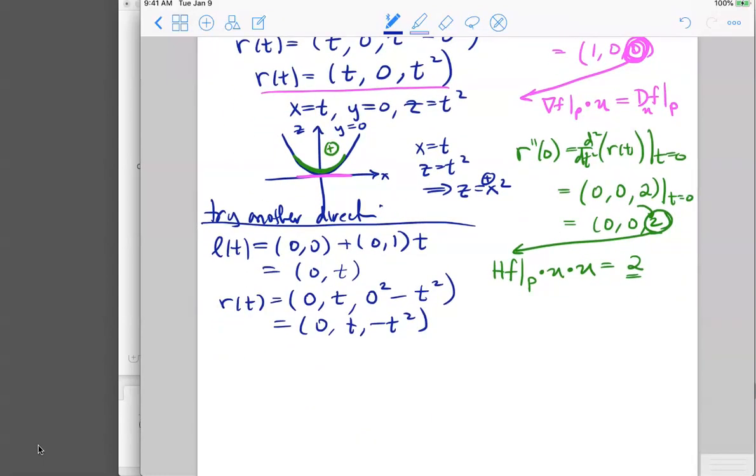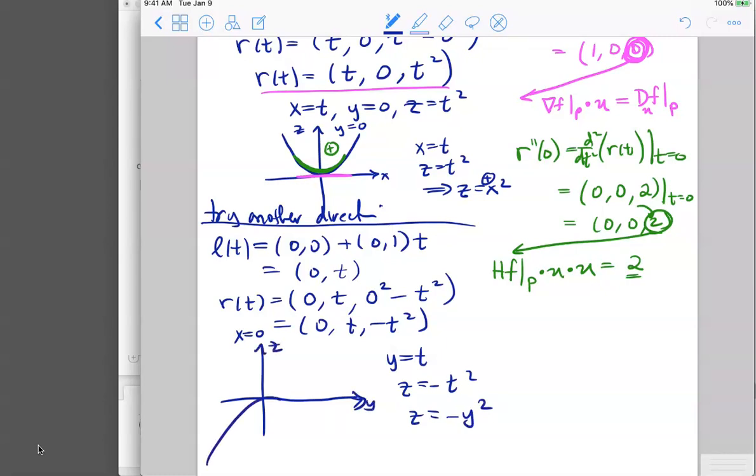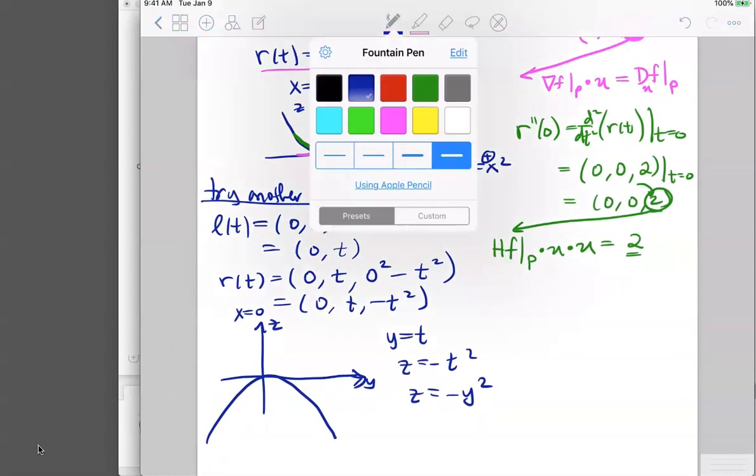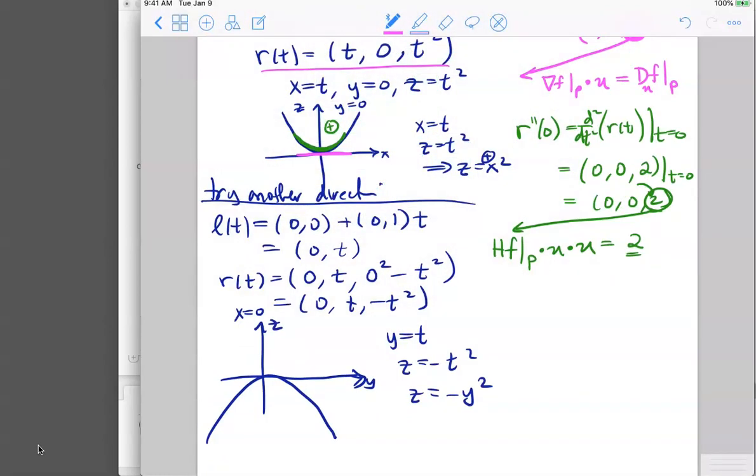Okay, and that tells us that we have in the x is equal to 0 plane, y being equal to t, z being equal to negative t squared, so z is equal to negative y squared. So in the yz plane, we have a parabola that is opening downward. Okay, and we can see that it's opening downward because we've actually figured out what the curve looks like.